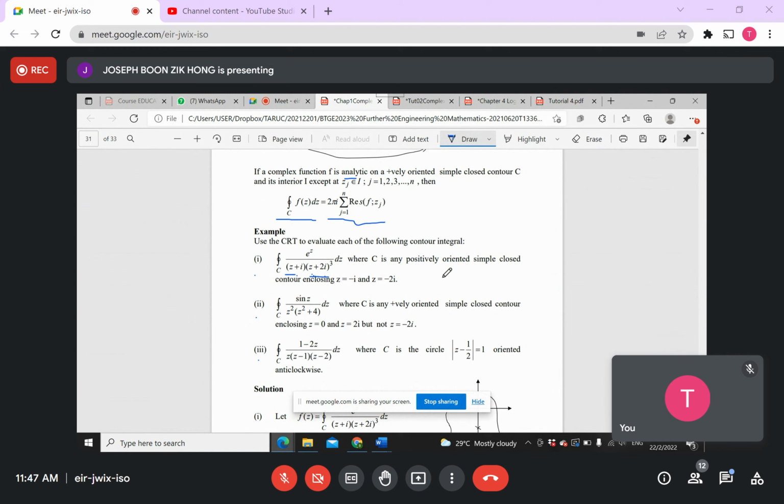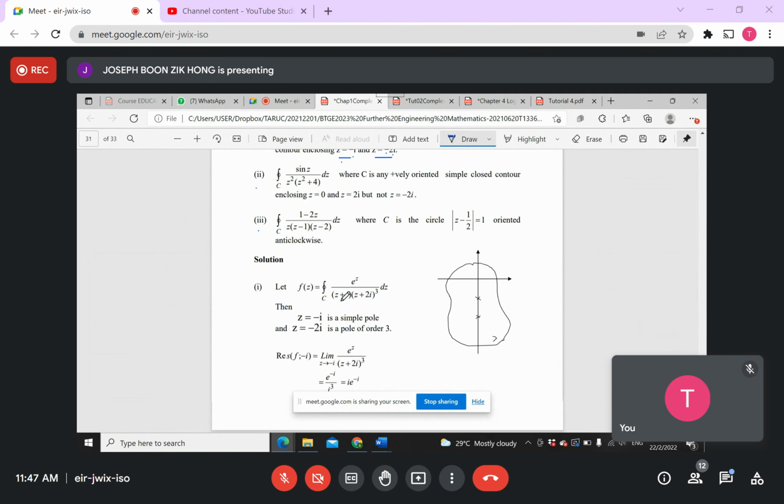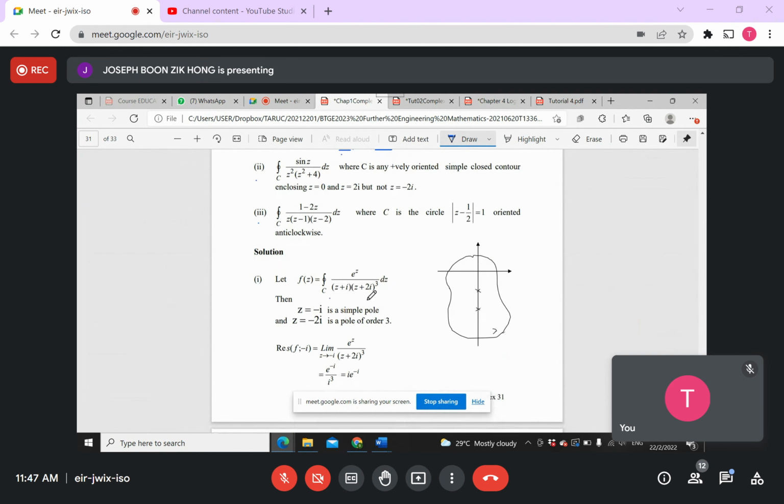But you have to have a look at any positively oriented simple closed contour enclosing z equal to negative i and z equal to negative 2i. So these two are inside, so you have to find the residues of these two. If it is not inside, then you don't need to find it. Okay, so now we have a look. We found the simple pole and the pole of order 3.